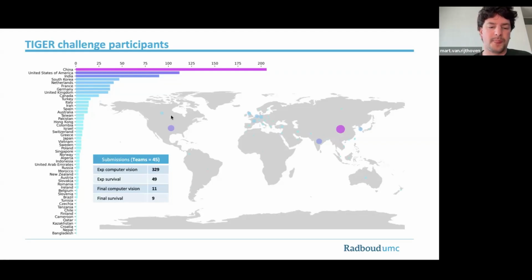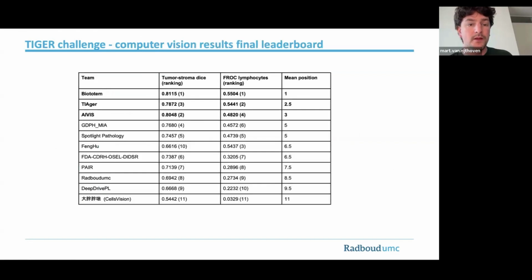But also to have a successful algorithm running with reasonable results, it was actually quite a challenge. But in the end, we had some great teams that submitted some very nice algorithms. And here you see the computer vision final leaderboard from the current challenge. So this was basically the final result of the challenge for the computer vision track.